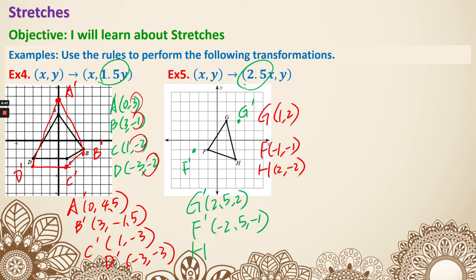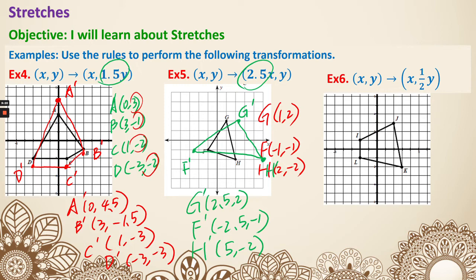And then for H prime, that's going to multiply the 2 by 2.5, so 5, -2. Yes, 5, and the y stays, which is going to be around here, actually. It's 5, -2. So there's my H prime. Connect them, F prime to G prime to H prime, and H prime to F prime. That's my example 5.